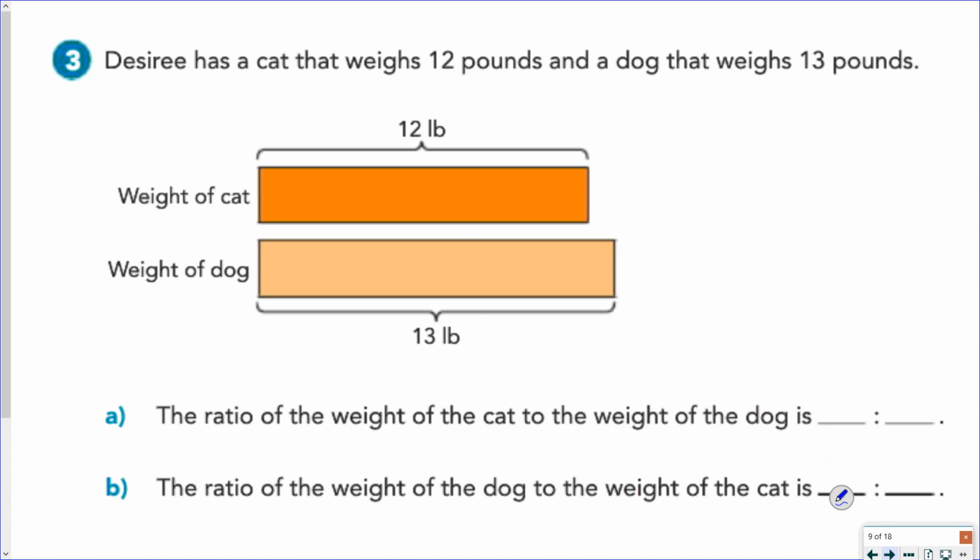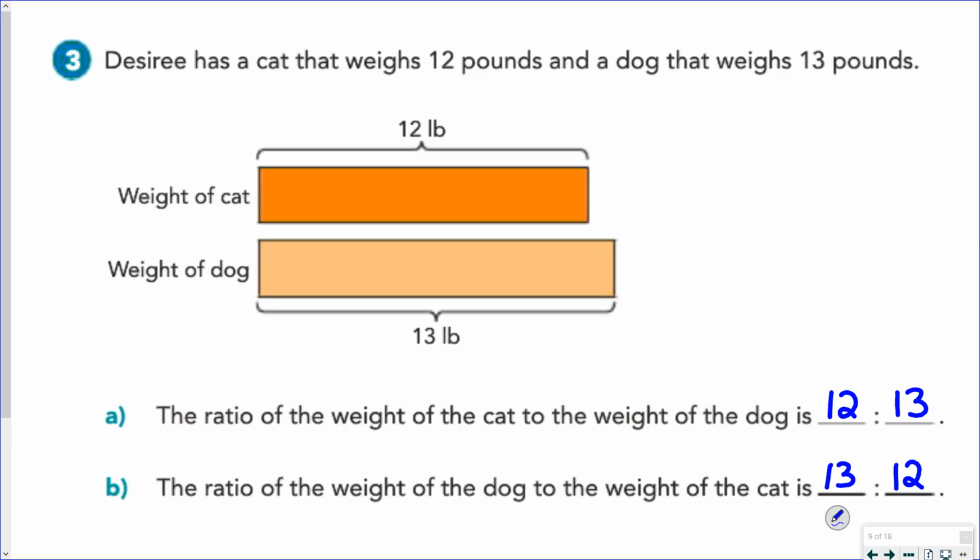For question number 3, Desiree has a cat that weighs 12 pounds and a dog that weighs 13 pounds. And so for part A, we want the ratio of the weight of the cat to the weight of the dog. So that would be 12 to 13. And for part B, the ratio of the weight of the dog to the weight of the cat is 13 to 12. And it is important to take note of which item is listed first and make sure that that value for that item is listed first.